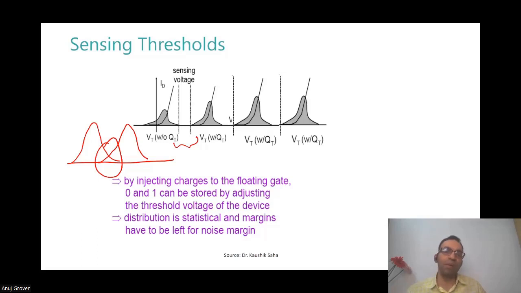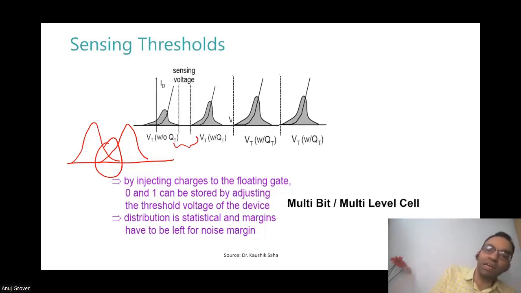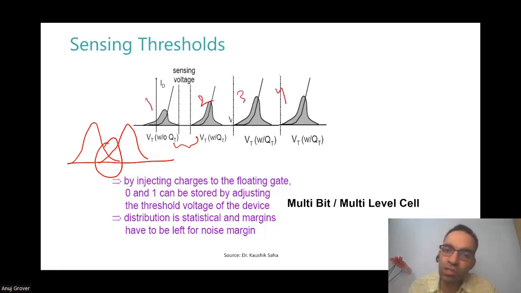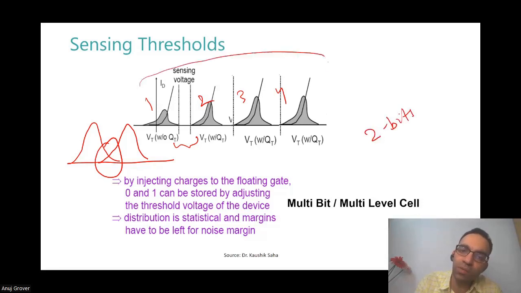So over here I'm bringing them a little closer, and I'm also bringing in this aspect that if I could somehow keep 4, so 1, 2, 3, 4 such distributions, I would actually be talking about 2 bits being stored in this particular transistor.